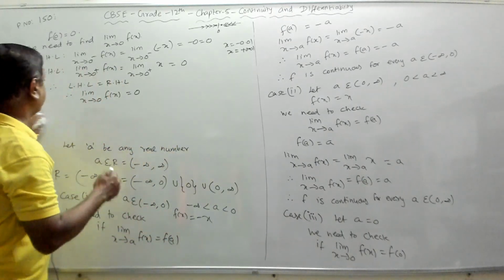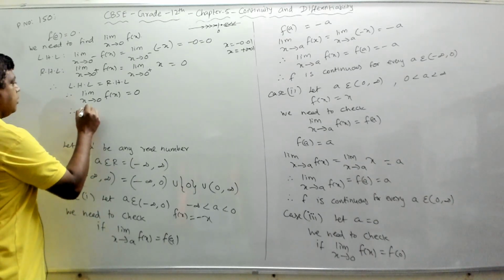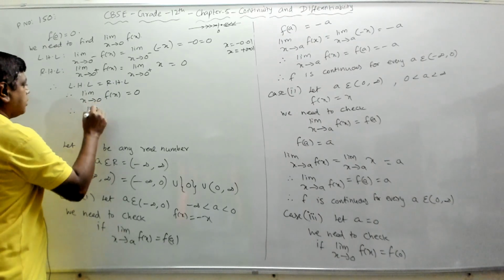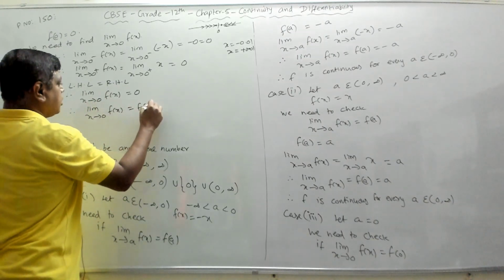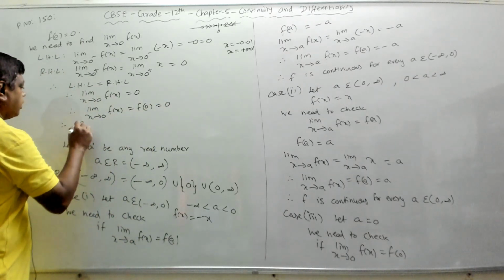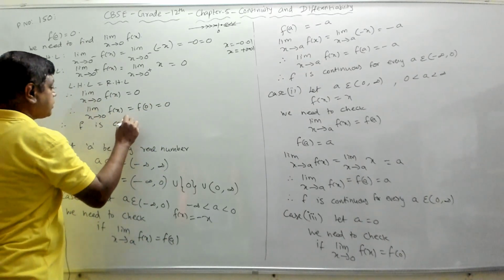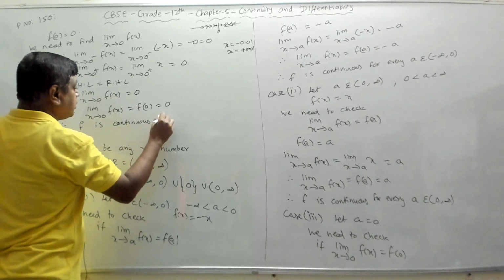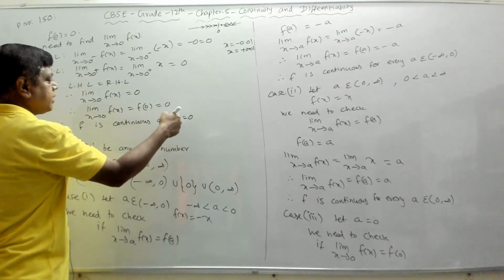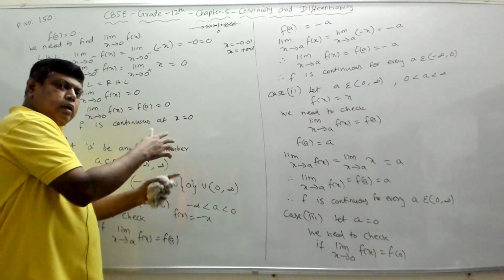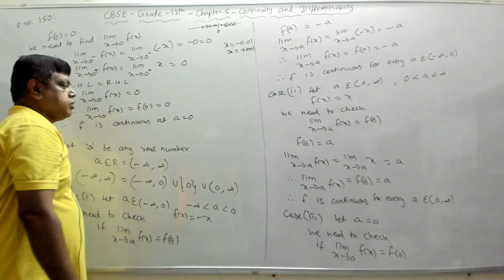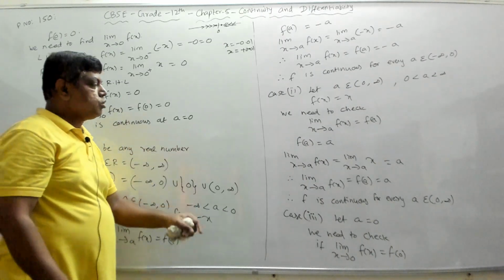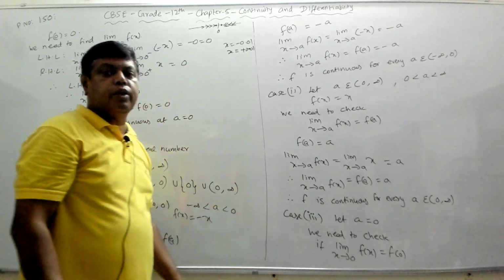Therefore we can say limit x goes to 0, f of x equal to f of 0, and both are equal to 0. Therefore f is continuous at x equal to 0 also, or we can say a equal to 0, it doesn't matter. You can interchange a and x. So f is continuous at a equal to 0. So we proved in case 3 also it is continuous.